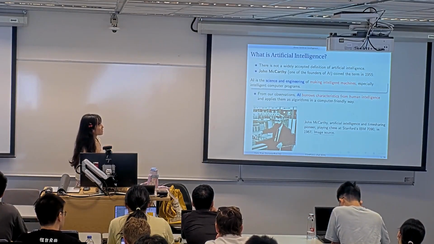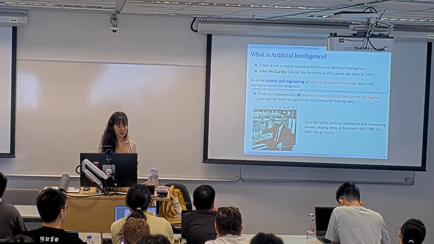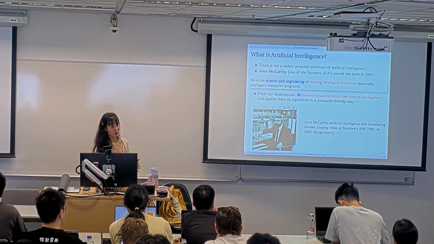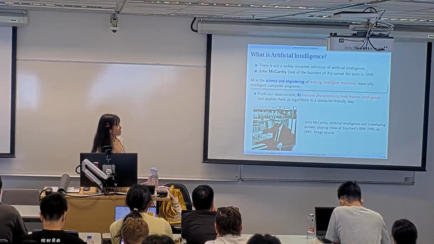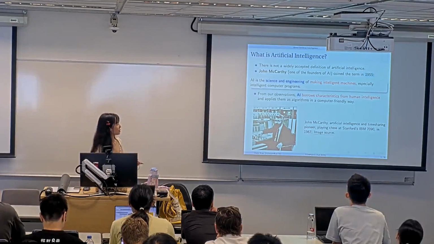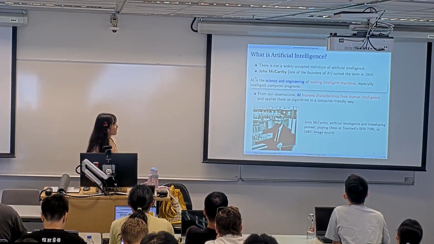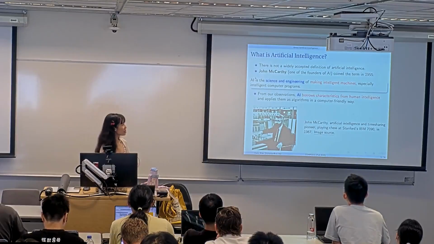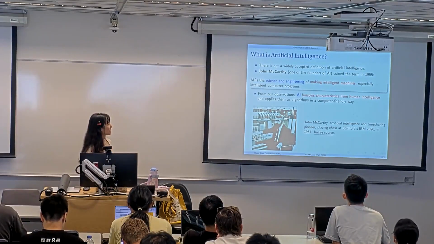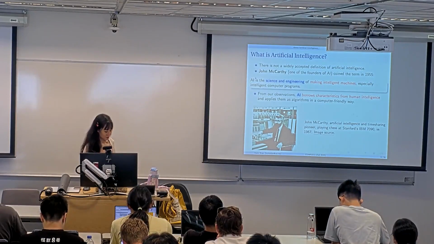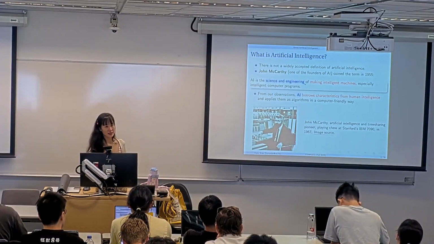John McCarthy, one of the founders of AI, coined the term artificial intelligence in 1955. So know that this term, artificial intelligence, occurs in the world in 1955. In John McCarthy's definition, AI is the science and engineering of making intelligent machines, especially intelligent computer programs. Now, this is a more general, or more abstract, definition.